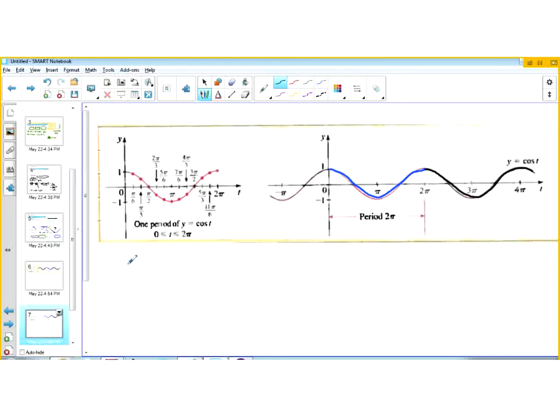Okay, because we know, as well as with the sine, that the cosine of a terminal number t is equal to the cosine of t plus 2 pi.